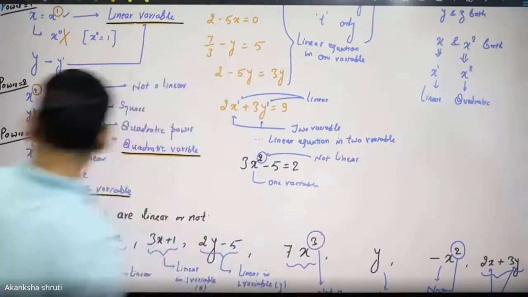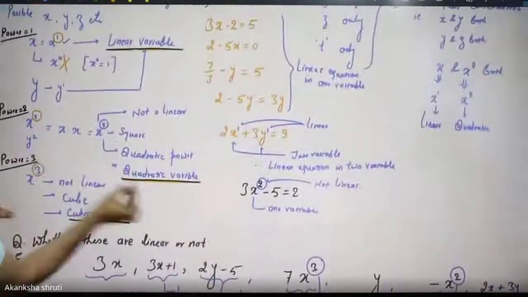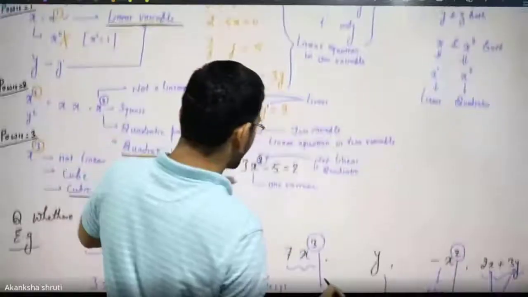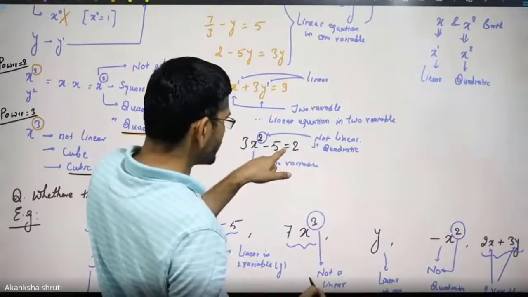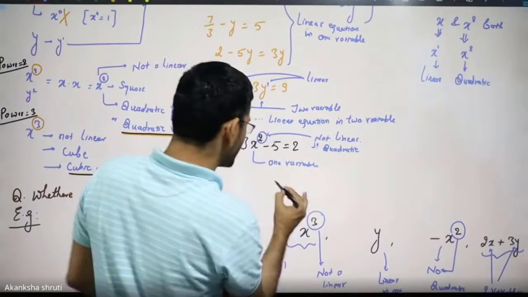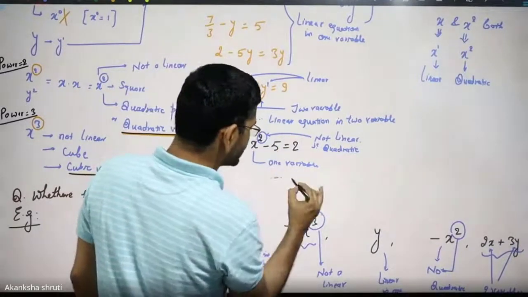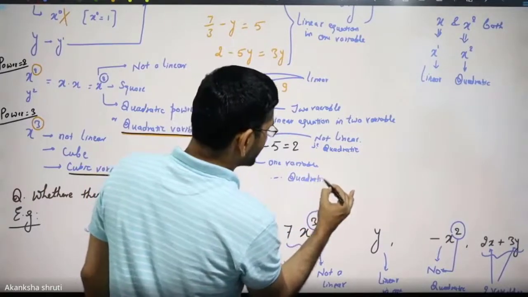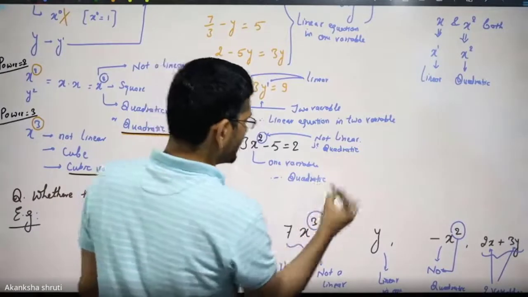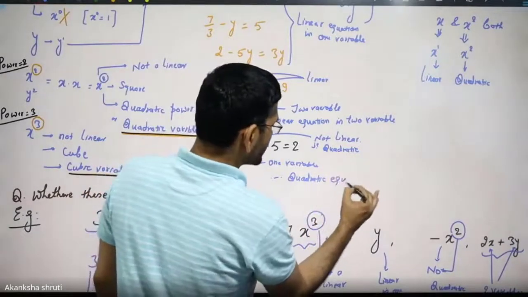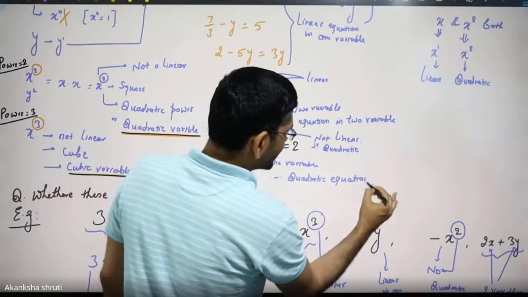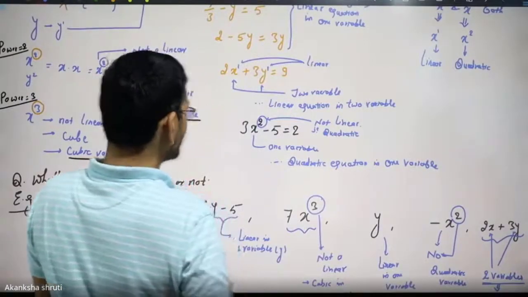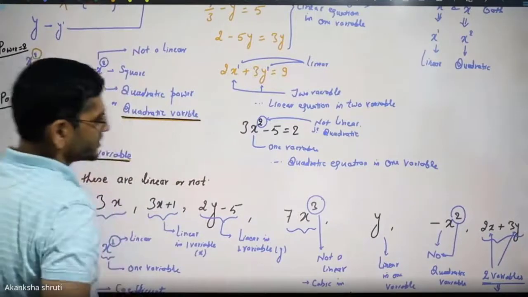Such an equation, where the power is 2, is called a quadratic equation. So it is a quadratic variable. Because of this equal sign, it gets converted into an equation. Therefore, it is called a quadratic equation. Quadratic, in place of linear. A quadratic equation in how many variables? In one variable.